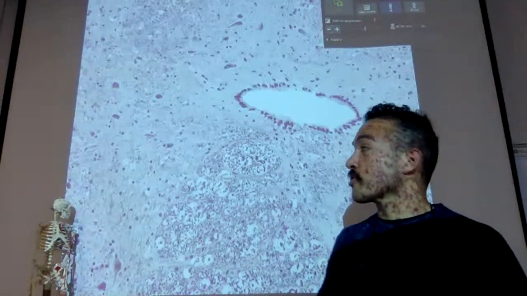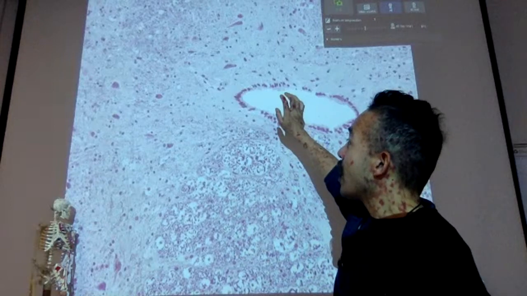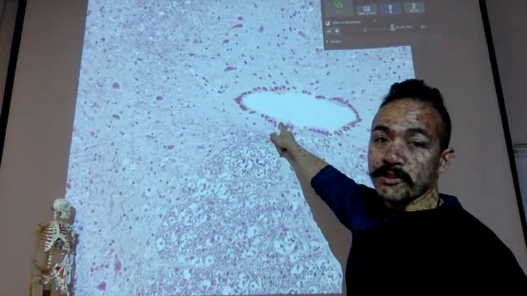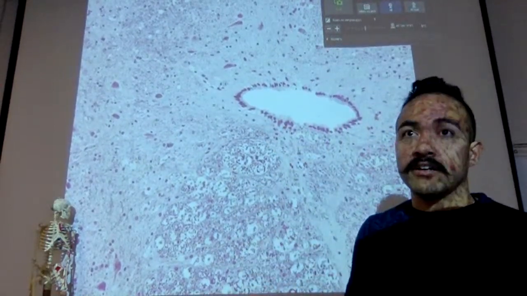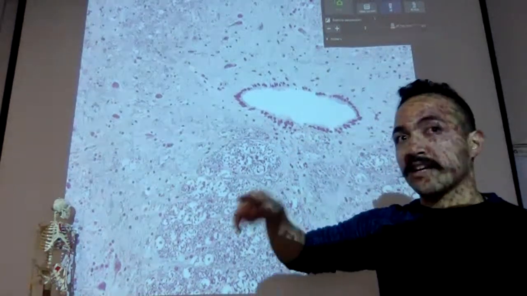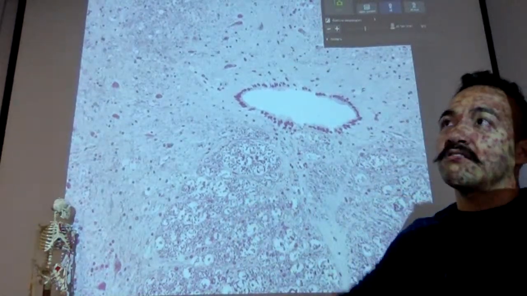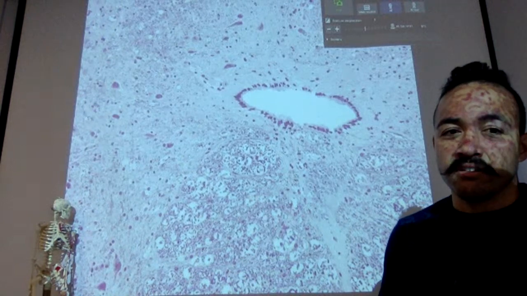So in the central nervous system, you've got oligodendrocytes, astrocytes, ependymal cells, and microglia. In the peripheral nervous system, you have satellite cells and Schwann cells.